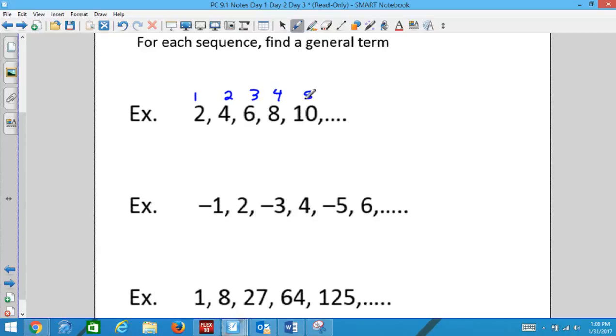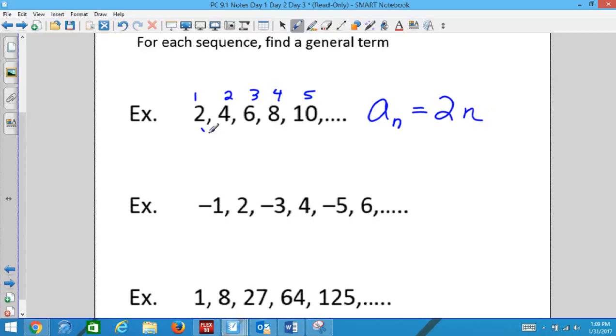Do you know what the pattern is? Times 2. I'm going to take the term number and multiply by 2. So we're going to say a sub n equals 2 multiplied by n. N is the term number. Right? Now I want to show you something right here.